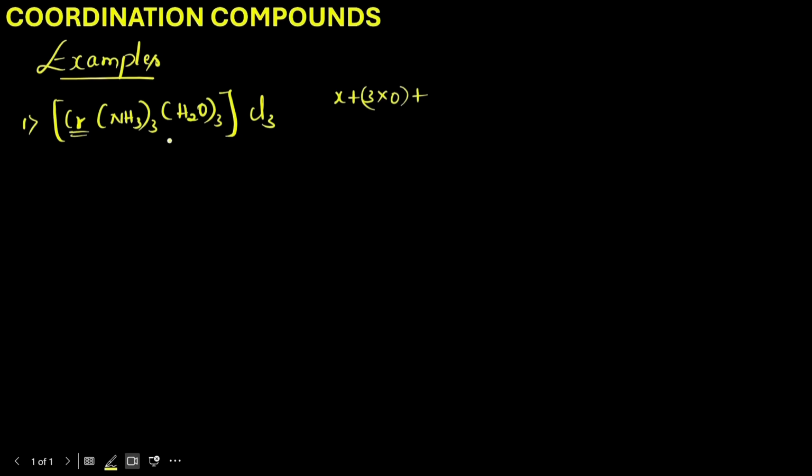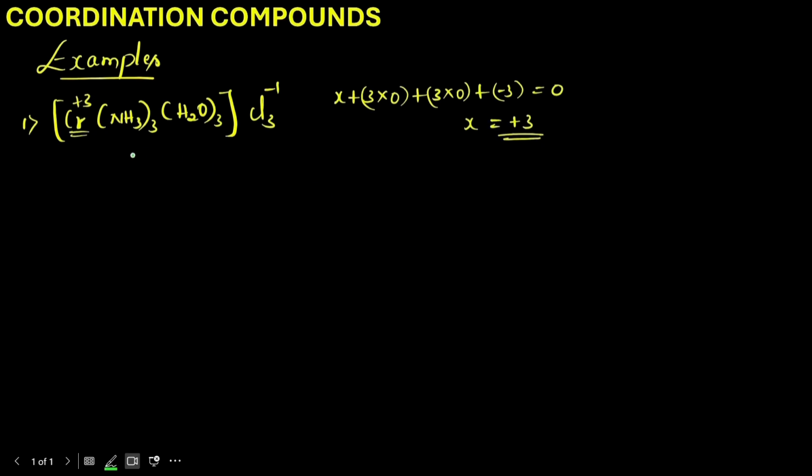Plus here how many H2O ligands are there? 3 ligands into what is the charge on H2O? It is a neutral ligand, therefore it is 0. Plus here each Cl will be having charge -1. -1 into 3, therefore -3. Should be equal to 0. Therefore X is equal to +3. The oxidation state of chromium is +3.